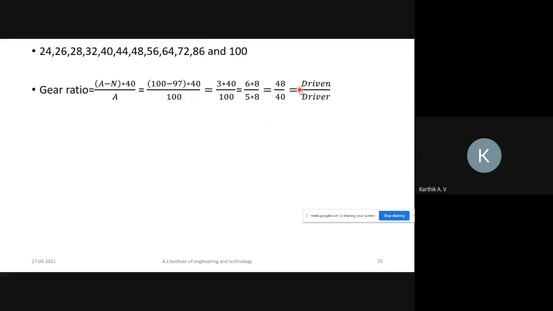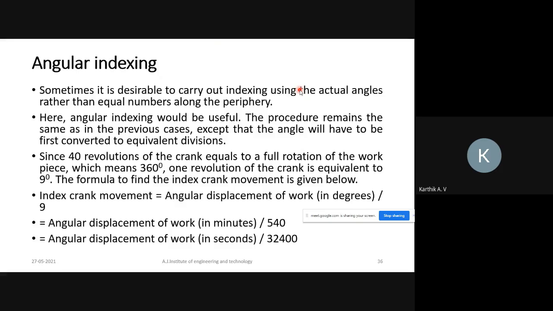Any doubt? No, sir. Okay, so next, the last one is the angular indexing mechanism. The angular indexing mechanism is the same as the simple indexing mechanism, but we calculate in terms of angle.